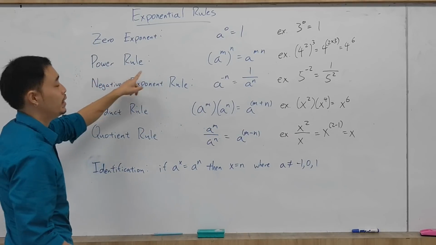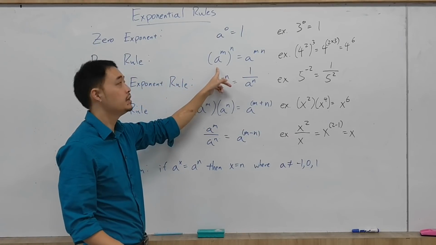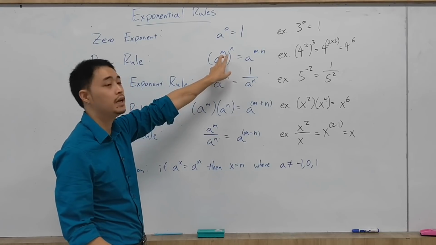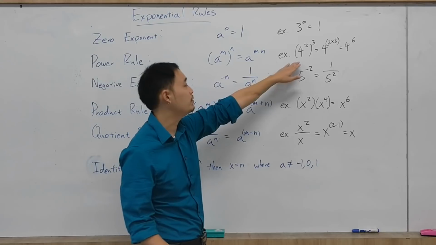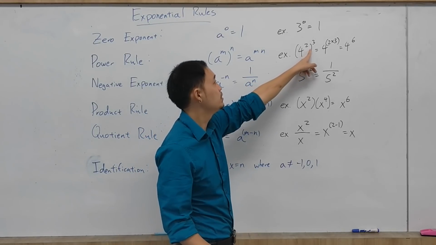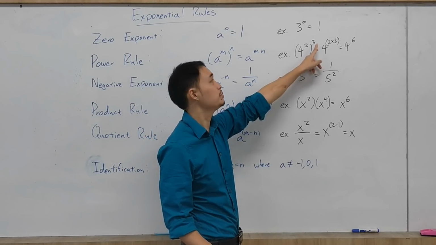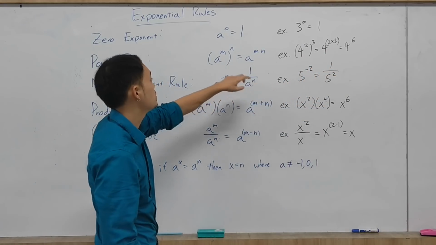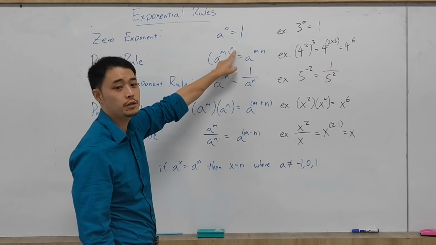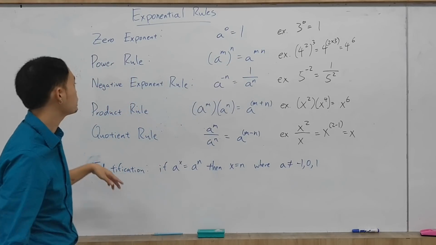Power rule. Power rule says that any exponent taken to another exponent, to combine the two exponents, we simply multiply them together. So for example, if I have 4 to the power 2 to the power 3, I just multiply these two powers together and I end up with 4 to the power 6. So remember, if we have an exponent to an exponent, we multiply them together.